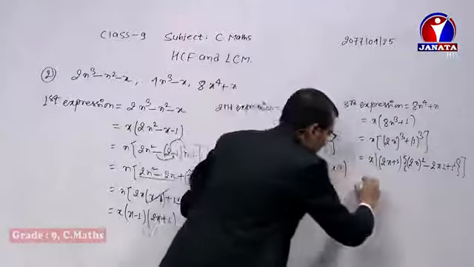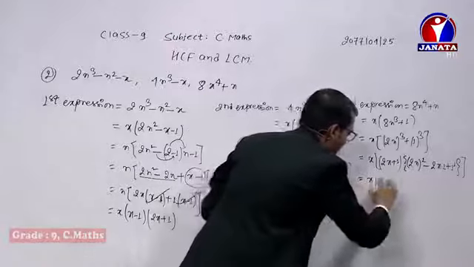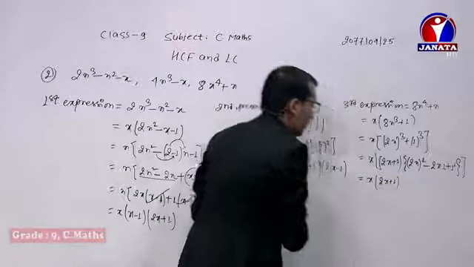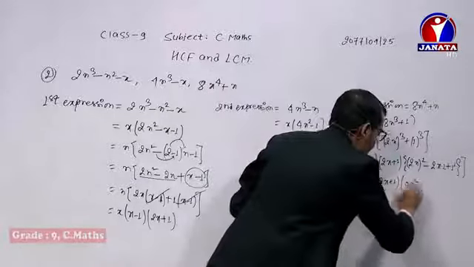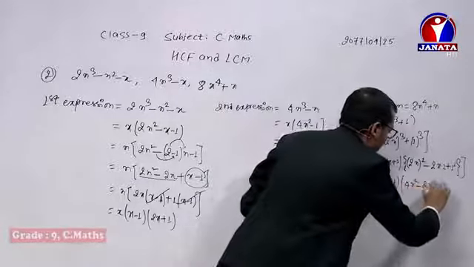So this is x times, first is 2x plus 1, so I am writing the same factor. Next, what is 2x whole square? 4x square minus 2x plus 1.